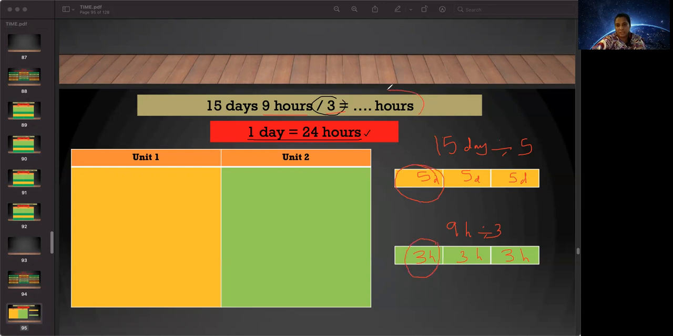And if I had to change that into hours, all I'll need to do is take my 5 days times 24, because 1 day has 24 hours. So 5 days means 5 times 24. Work out the calculation. This would be 120 hours plus your 3 hours. And your answer would be 123 hours. This is one method of answering a division of time, where you would draw it out.